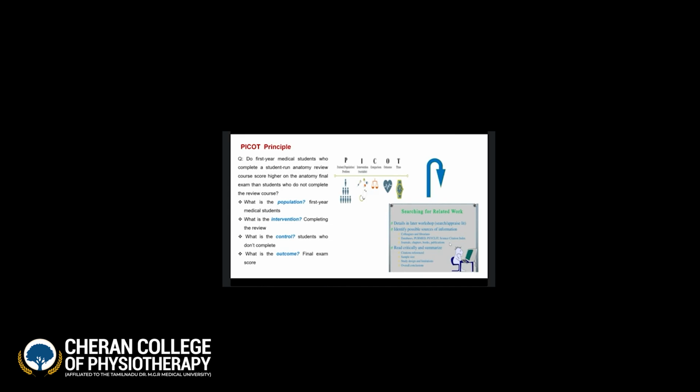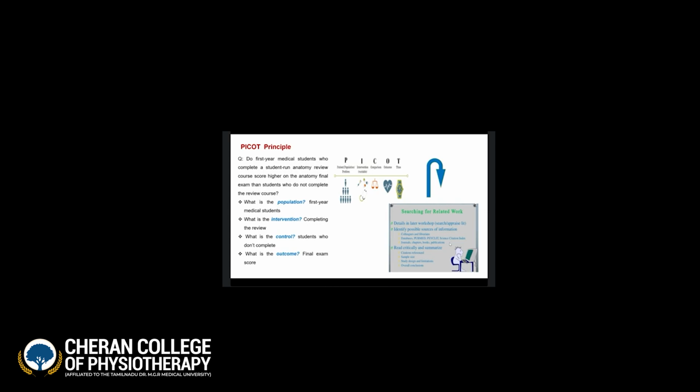So what is the intervention here? It is completing the review. The intervention is when they complete the anatomy review. That is our intervention here. For example, in your research you may give quadriceps strengthening exercises to check the relationship between two variables, for example quality of life, or whether the pain has subsided. So these are the two variables. That is the intervention you are using.